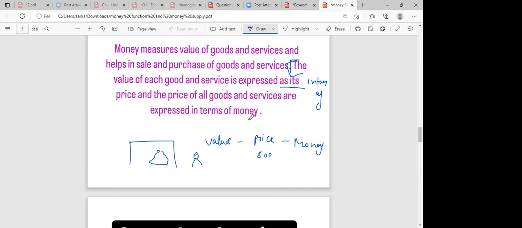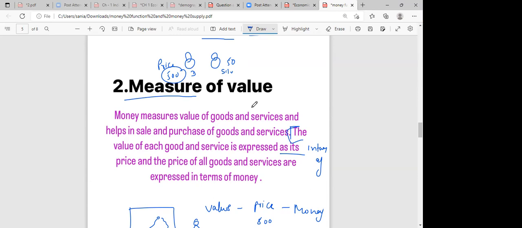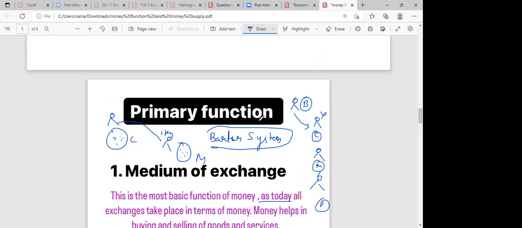Yes, ma'am. Okay, so basically, this is the measure of value, that money measures value of goods and services and helps in sale and purchase of goods and services. After that, you have to write that value of each good and service is expressed in terms of price, and price of all goods and services is expressed in terms of money. Clear? Yes, ma'am.